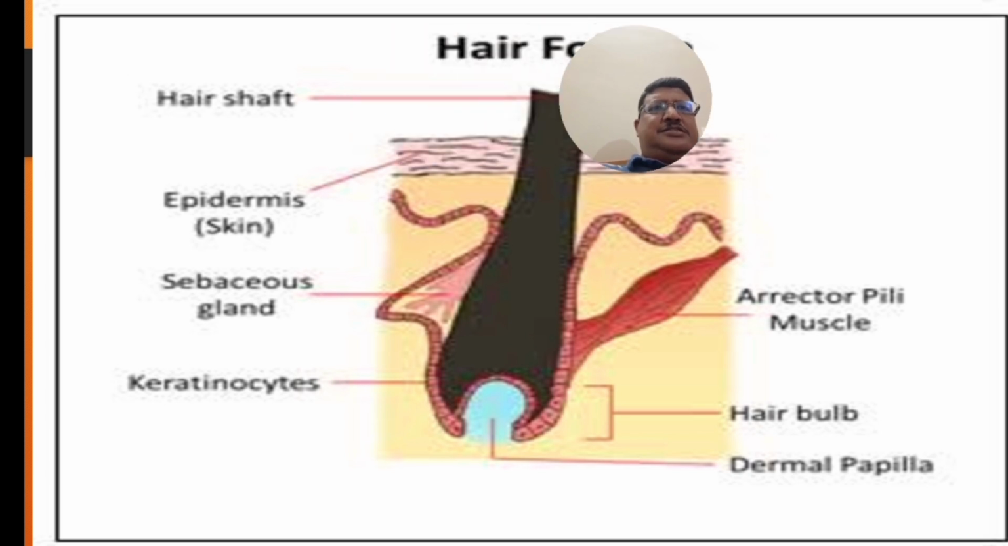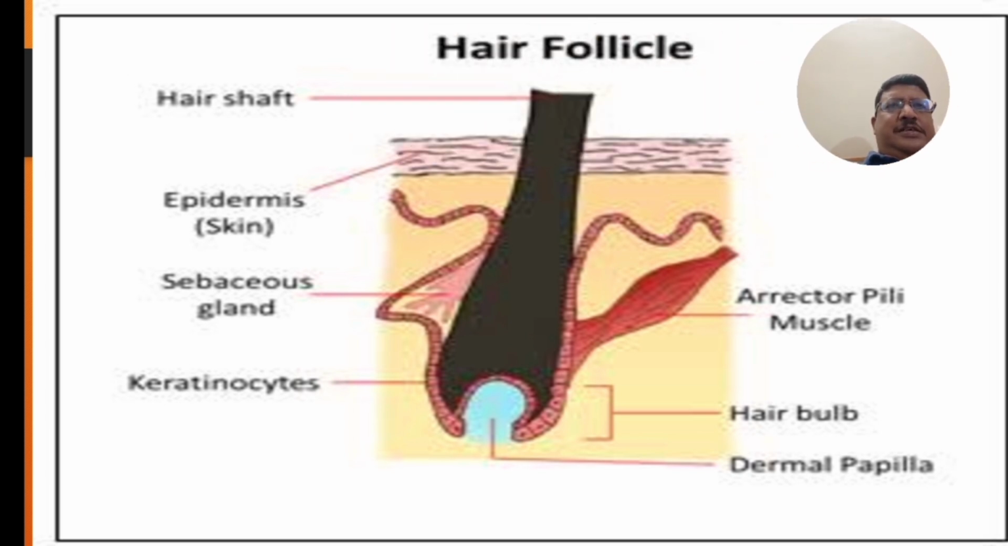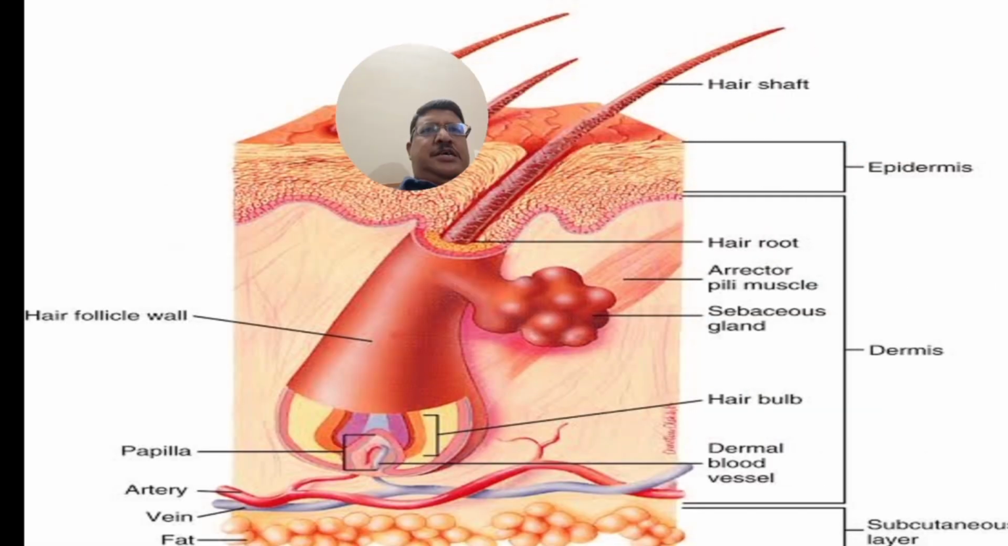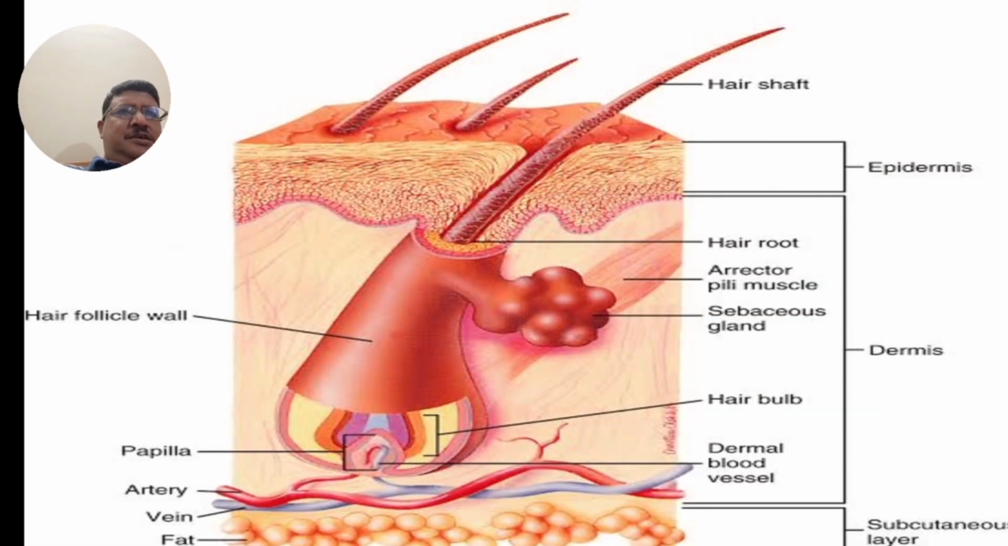So these are the structures of hair follicles: hair shaft, epidermis, subcutaneous, keratinocyte, arrector pili muscle, hair bulb, dermal papillae. Now these are also structures: hair root, arrector pili, sebaceous gland, hair bulb, dermal blood vessels.